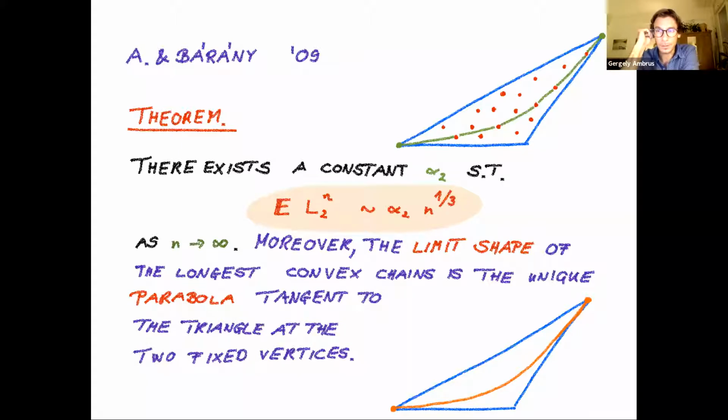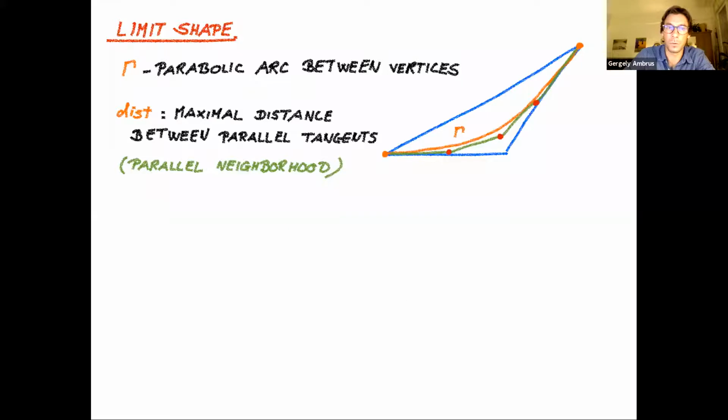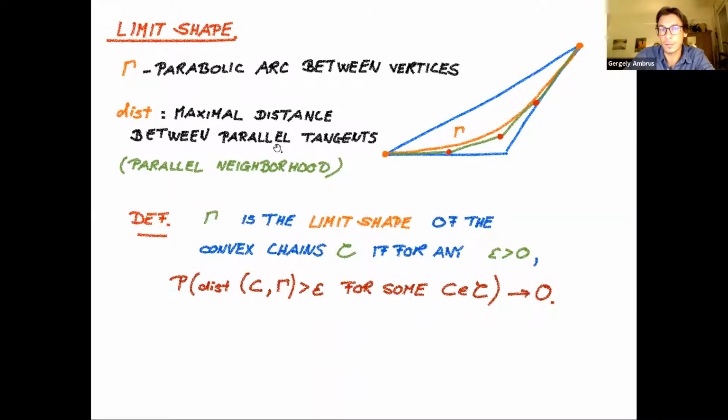So what does it mean that the limit shape is a convex curve? Well, there is actually a unique parabola which is tangent to the sides of the triangle at these vertices, at the two ends of the convex chain. And we prove that this parabola is the limit shape of these longest convex chains in the following sense. Let's say that gamma is this parabolic arc connecting the two vertices, and the distance is the maximal distance between parallel tangents of two curves. We prove that for any positive epsilon, the probability that the distance of a longest convex chain and the parabola is greater than this fixed epsilon converges to 0.